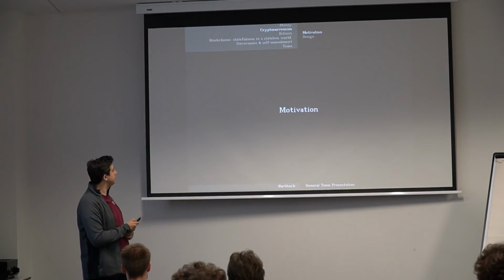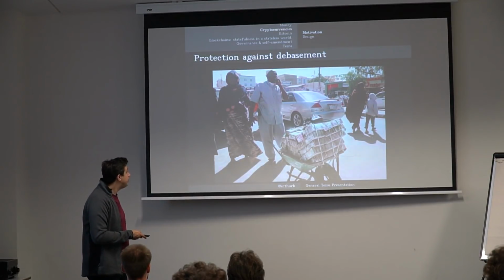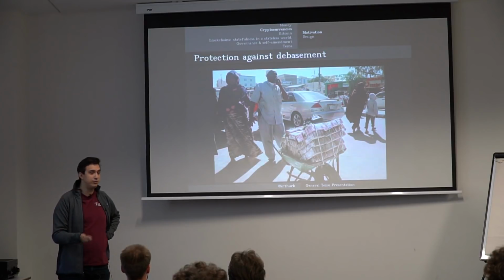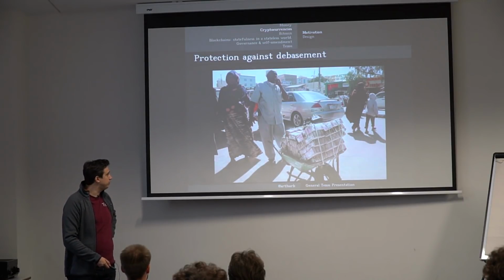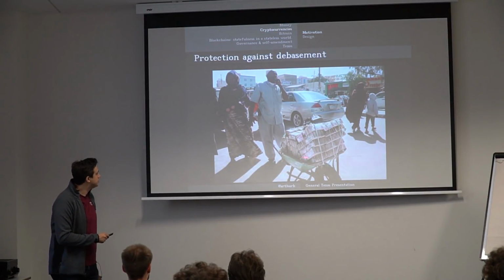Motivation. Sorry, I'm going to repeat myself a little bit here. So the motivation for cryptocurrencies: protection against debasement. There are a lot of countries where the population was ruined by hyperinflation. Not a lot, but a few. There's, of course, the famous example of Germany after World War I. I think this is Somaliland.